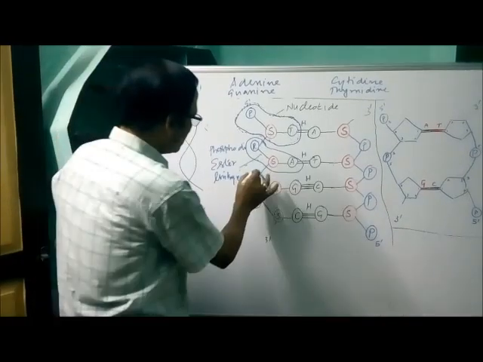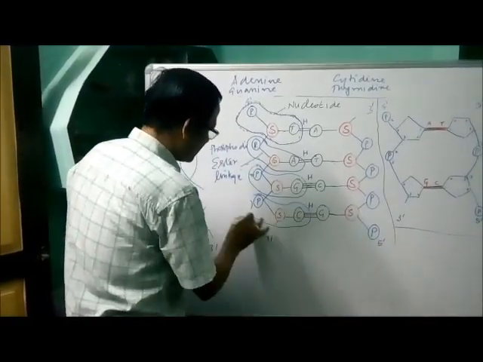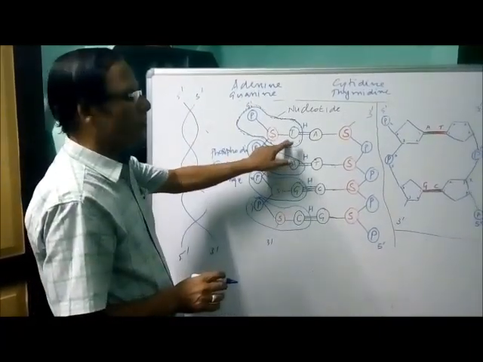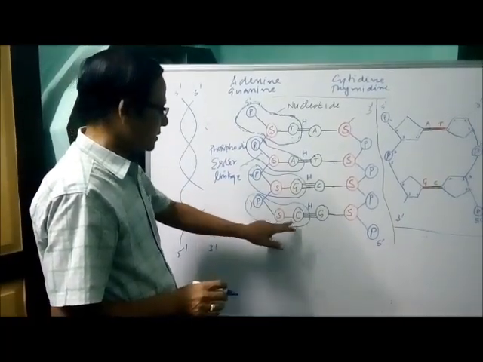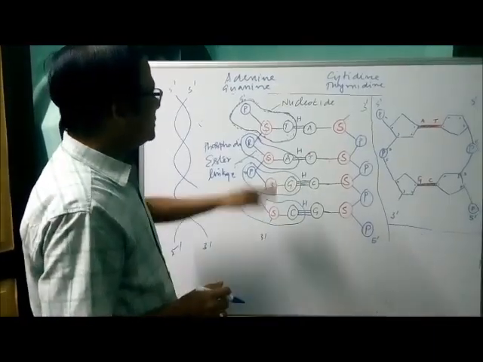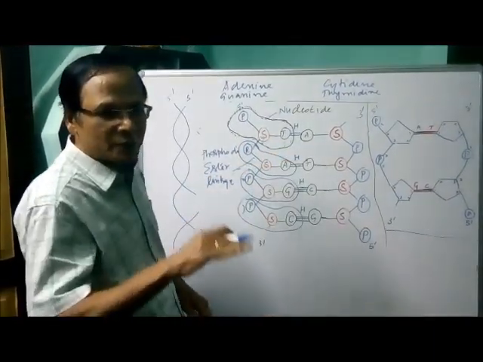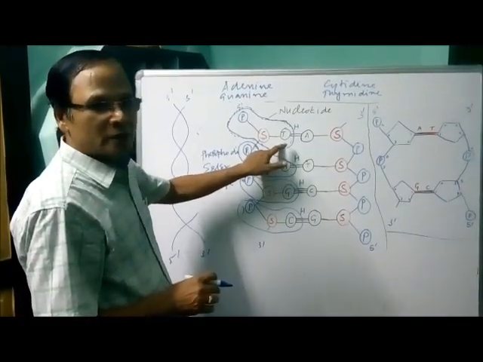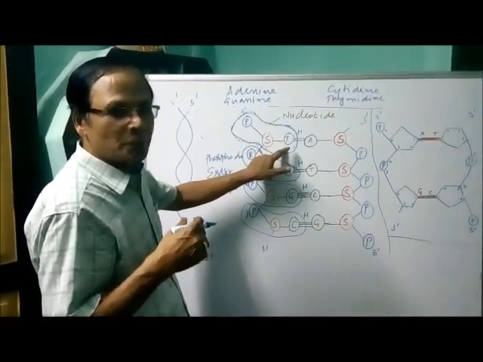So likewise we have a number of nucleotides. This is another nucleotide, this is another nucleotide. I represent 4 nucleotides. This is thymine nucleotide, this is adenine nucleotide, this is guanine nucleotide, this is cytosine. Now, the nitrogenous bases are formed in the form of rungs, the steps of a ladder. The purine in one strand is always forming a pair with the pyrimidine.